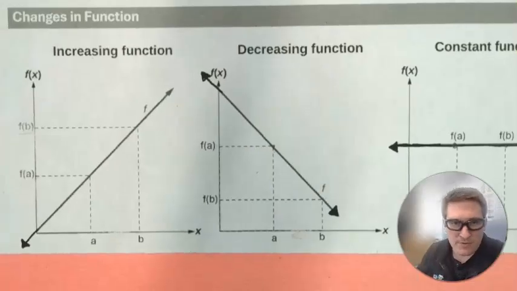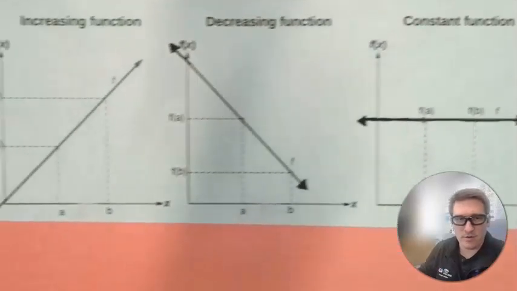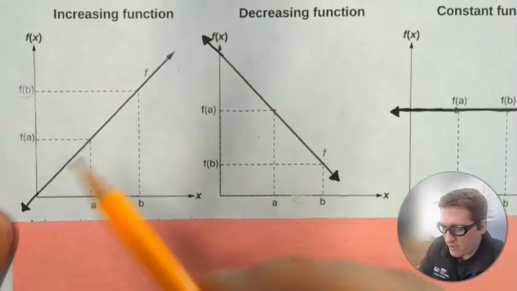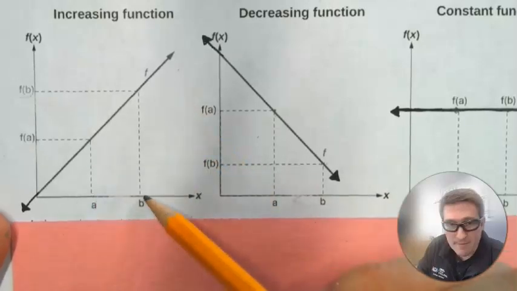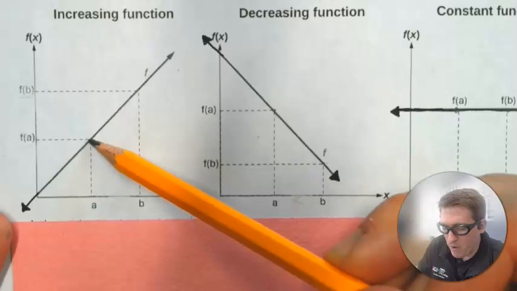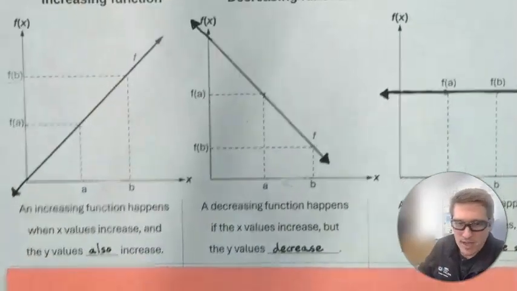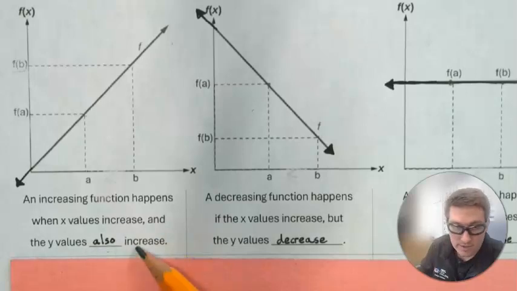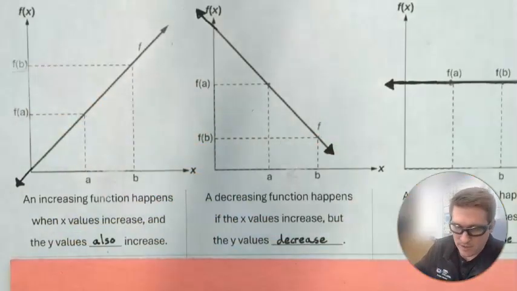So we're going to learn the difference between an increasing function, a decreasing function, and a constant function. And we're going to do it in plain English first. So what is an increasing function? An increasing function says that as I move to the right, meaning as I go from A to B on the x-axis, my y values get higher. So in plain English, an increasing function happens when the x values increase and the y values also increase. So when x increases, the y increases as well.